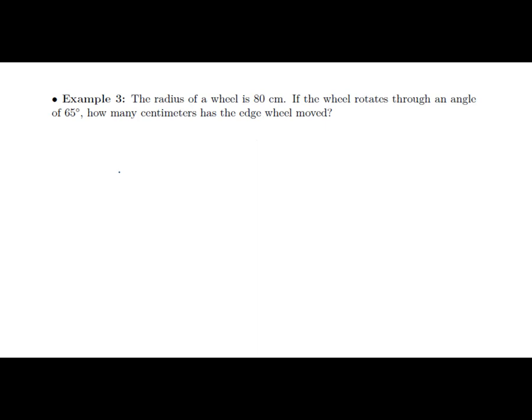So let's take a look at one more example. This one also should look a bit familiar. We have the radius of a wheel is 80 centimeters. If the wheel rotates through an angle of 65 degrees, how many centimeters has the edge of the wheel moved? Or it should say edge of the wheel. I guess it doesn't. My sentence needs a little bit of help here, so we'll add that in there, of the. Okay, so here's my wheel.